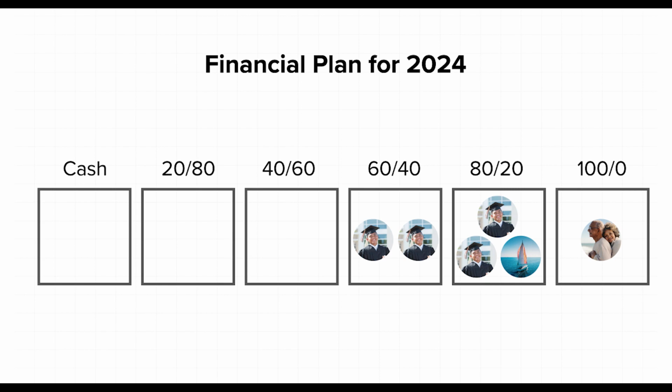Their son will be going to college in 2030. That's 7 years from now, so put freshman and sophomore tuition into 60-40. Junior and senior tuition we will put into the 80-20, as it is 9 to 10 years from now. The sailboat is a 10-year goal, which we will put into the 80-20. Their retirement is 20 years away, so we'll put that into all equity.